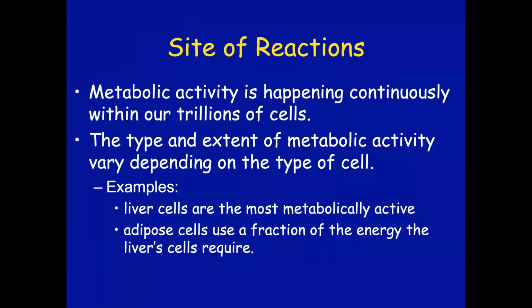Where does this metabolic activity occur? We have trillions of cells, and it's happening every nanosecond of those cells' lives. The type and the extent of the amount of metabolic activity that occurs is going to be highly dependent on the type of cell. Adipose cells don't need a lot of energy because they're just storing fat. Liver cells have an enormous amount of functions. The liver has well over 400 functions, so they are metabolically active, and in fact are the most metabolically active cells within the body.